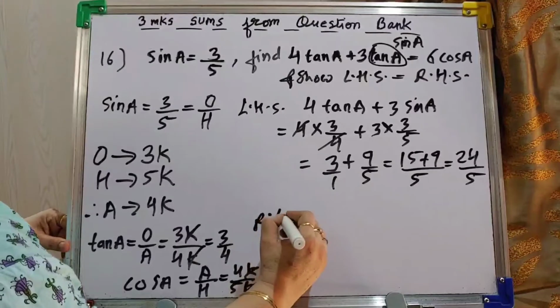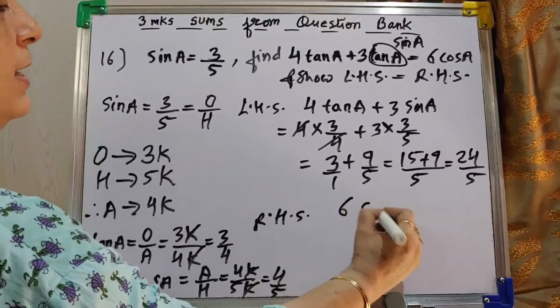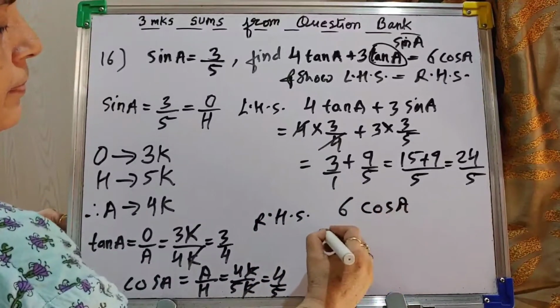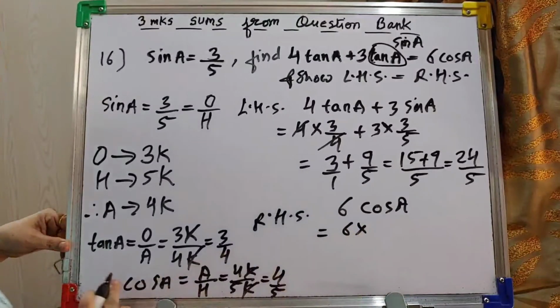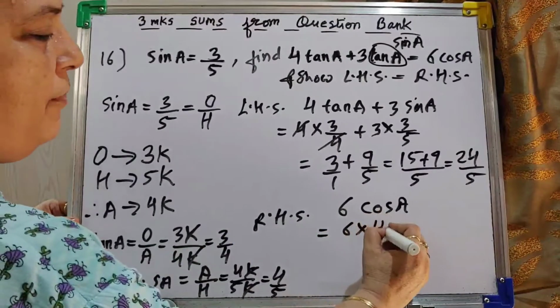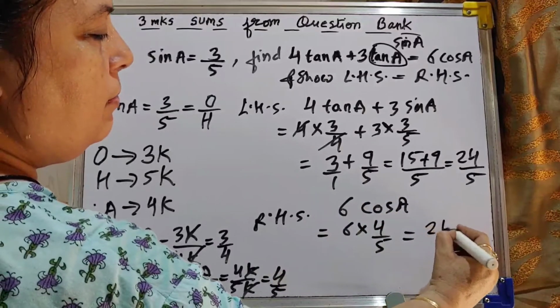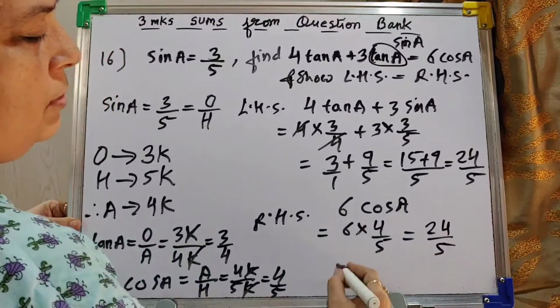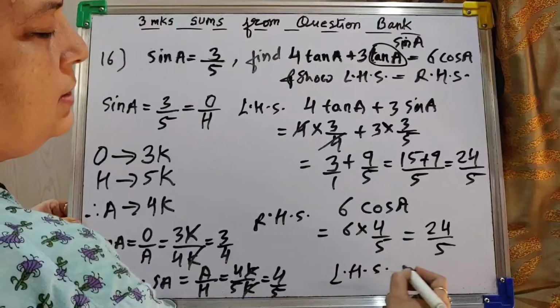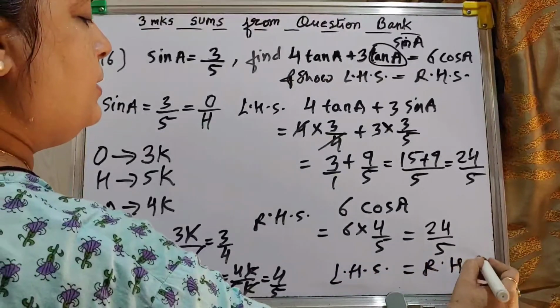Now right hand side. Right hand side is 6 cos A. Cos A value I have calculated. It is 4 by 5. This gets multiplied only with numerator. So my LHS is equal to RHS.